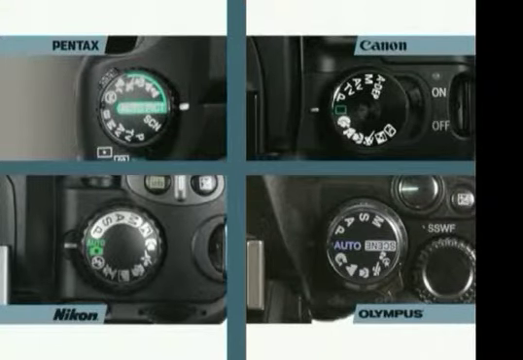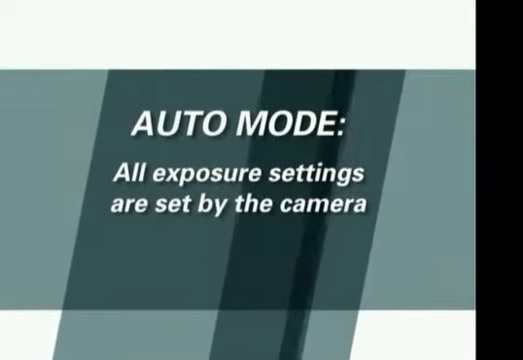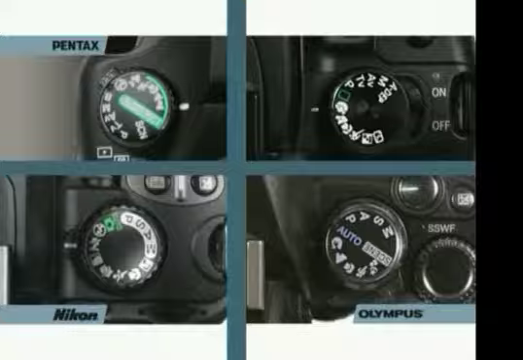The first mode we'll look at is the fully automatic mode, which is usually represented by a green rectangle or the word auto. In fully automatic mode, the camera selects all exposure settings for you, so all you have to do is point and shoot. Auto mode is not necessarily the best mode to use in every setting because it uses a standard generic setting that doesn't always represent the lighting condition you're shooting in.